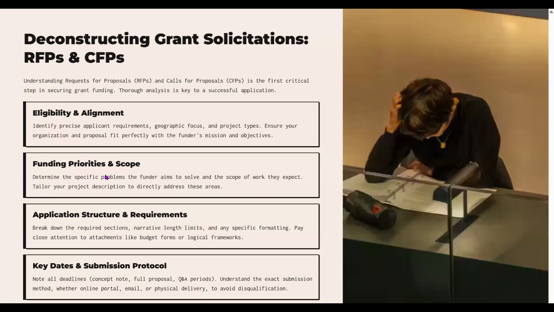Next is just funding priorities and scope. So you want to determine the specific problems the funder is aiming to solve and what they expect from you as an organization if they give you the funds. And you want to make sure that you do this without running into something called mission creep. So mission creep is defined as when you alter the mission, your activities, your program so much to fit into a grant solicitation that you don't even recognize your organization anymore.